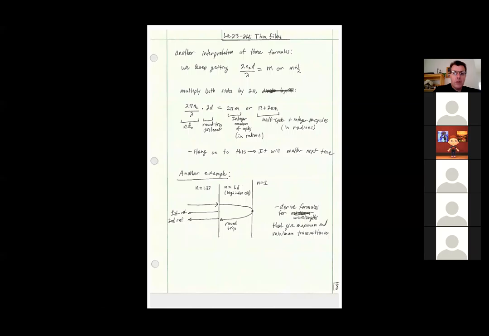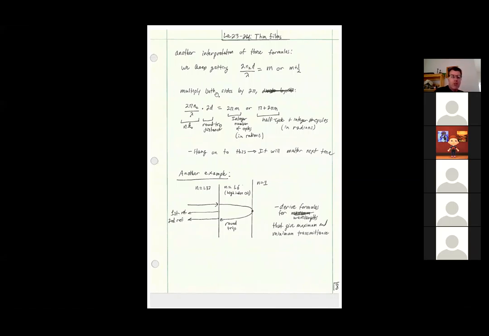Now, another way to interpret these formulas is that we keep getting 2n2d over lambda equals either m or m plus a half, depending on whether we're looking for constructive or destructive interference, and also depending on how many reflection phase shifts we had, because each reflection phase shift is going to give you an extra term with a half.